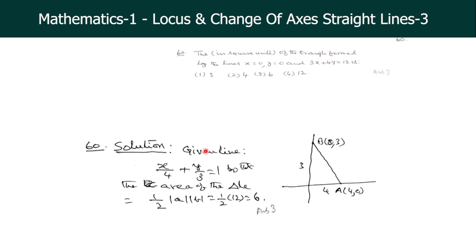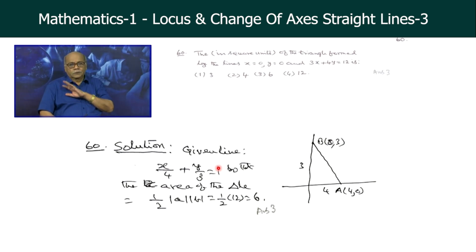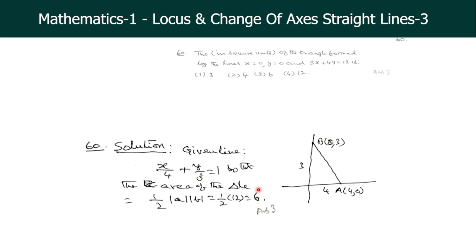So, now you are given that the line is x by 4 plus y by 3 is equal to 1. And you know that the area of the triangle formed by the line x by a plus y by b is equal to 1 and both axes is simply half of mod AB, that is half of the modulus of the product of the intercepts. So, here a is equal to 4 and b is equal to 3. So, the area is half of 12, which is equal to 6 square units. So, the correct option is 3.